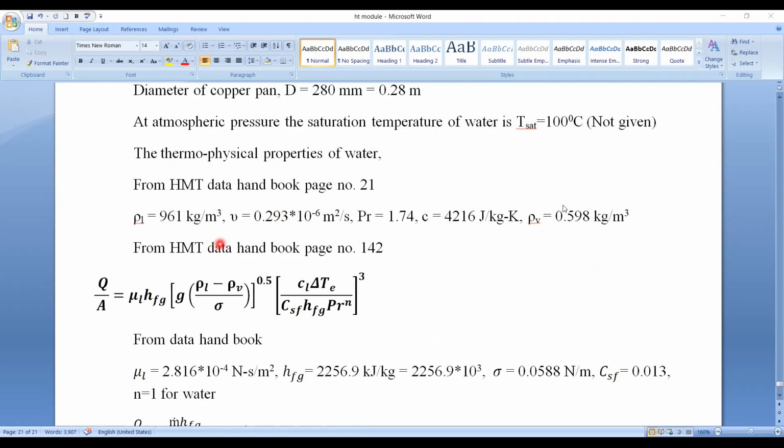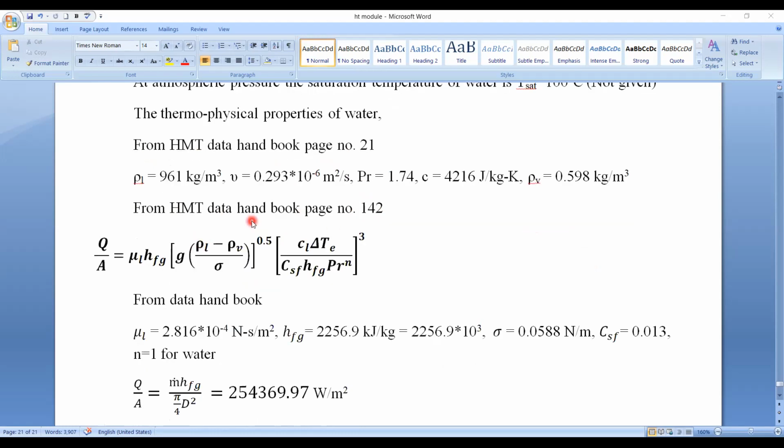Okay. So rho V is the property of steam. The page number is different here. Next, you know the rho L, the density of liquid. You know the kinematic viscosity. Just multiply these two. You will get the value of mu L, that is absolute viscosity of liquid.